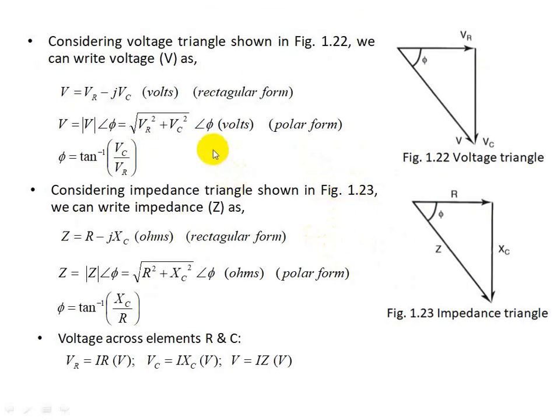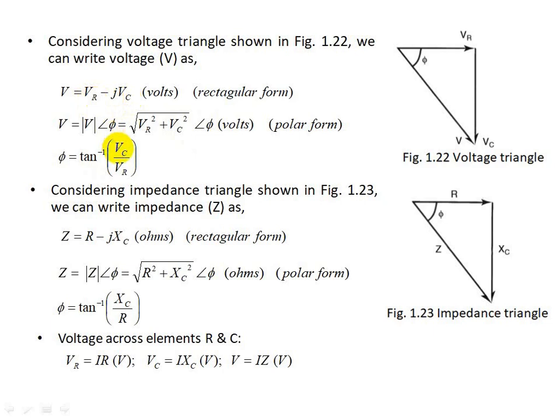Here, from the voltage and impedance triangle, we can write the following equations. From the voltage triangle, V can be written as VR minus jVC. Try to remember that VC makes an angle of 90 degrees with respect to VR in the clockwise direction, so here we write minus j to VC. In polar form, it is written as magnitude at phase angle phi. The magnitude is the square root of VR squared plus VC squared, and phi is tan inverse of the imaginary component by the real component, that is VC by VR.